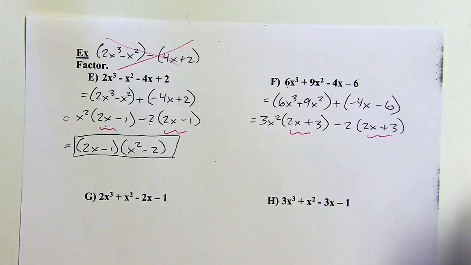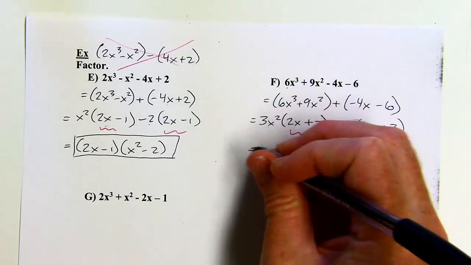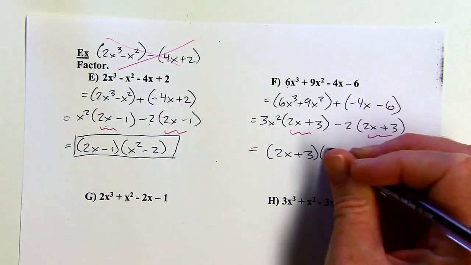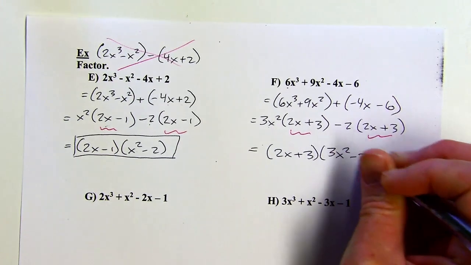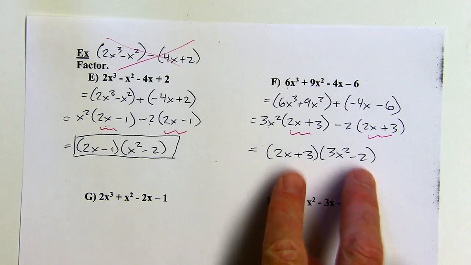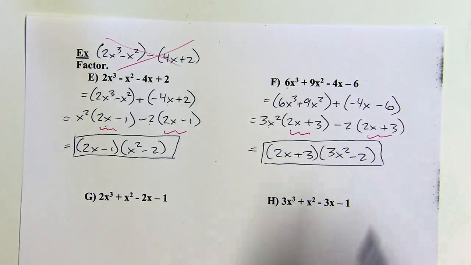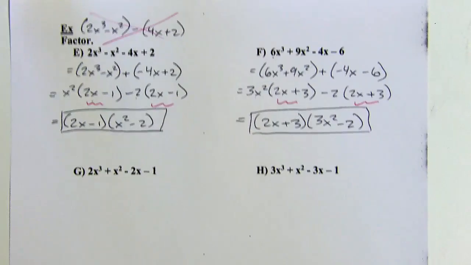Then I've got these matching pieces. So 2x plus 3 I'm factoring out. And then I've got 3x squared minus 2. Okay. I'm double checking these to see if there's any more factoring. But there isn't any here again. So that's my solution. Okay.